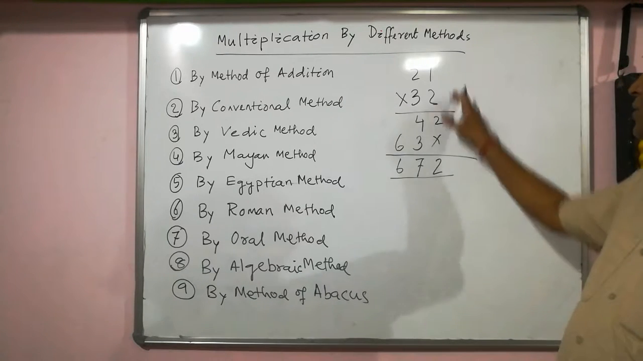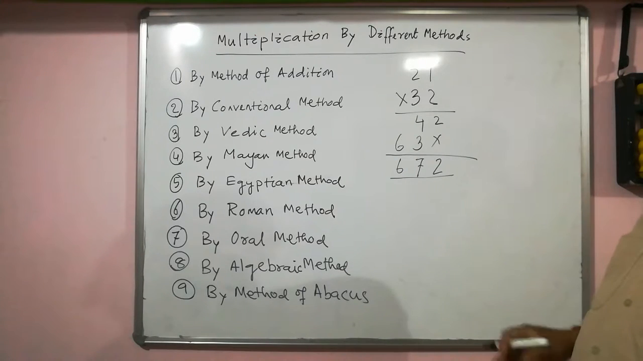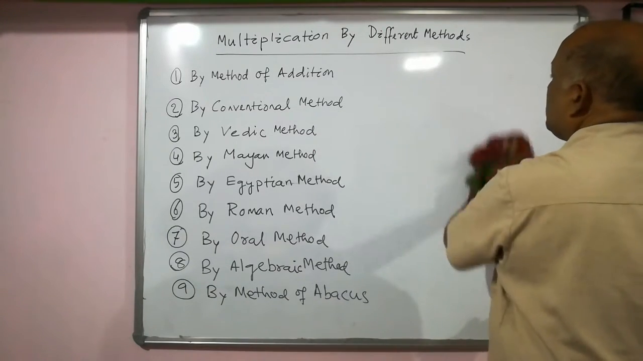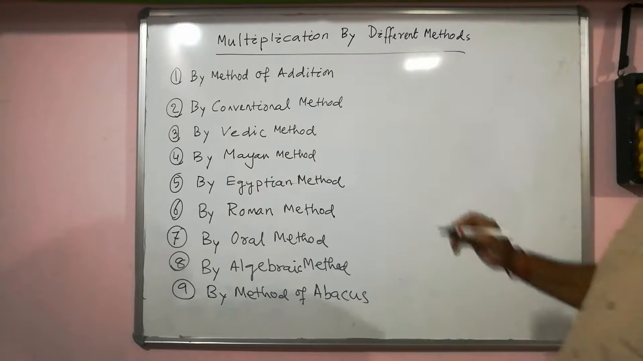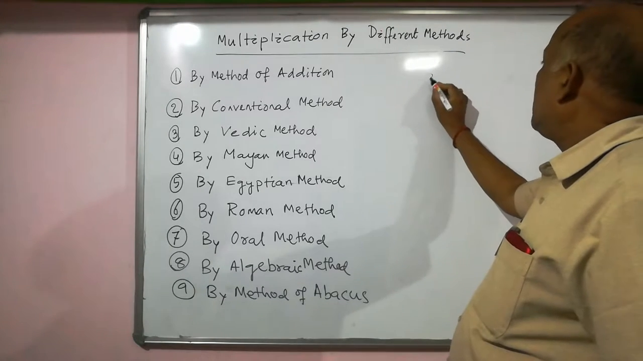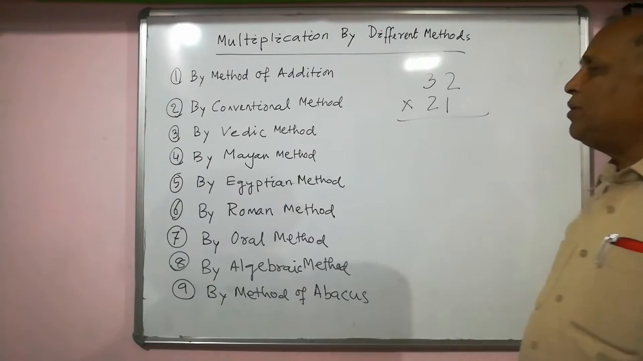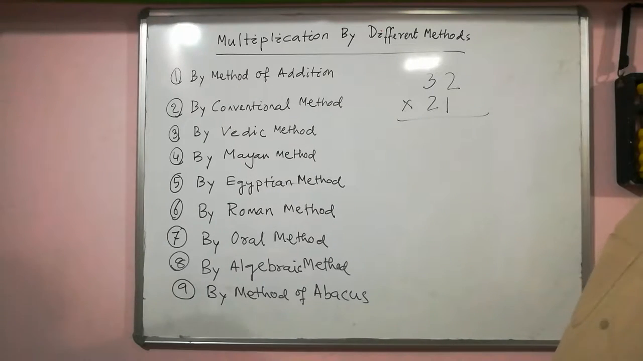Regarding multiplications, this method is conventionally used throughout the world by different countries. This is the general method, and it is based on the decimal system of numbers. Then by Vedic method, what do we do? Same numbers, 32 into 21. By Vedic method, it is a quick method, given by the ancient Indians in their mathematical calculations.